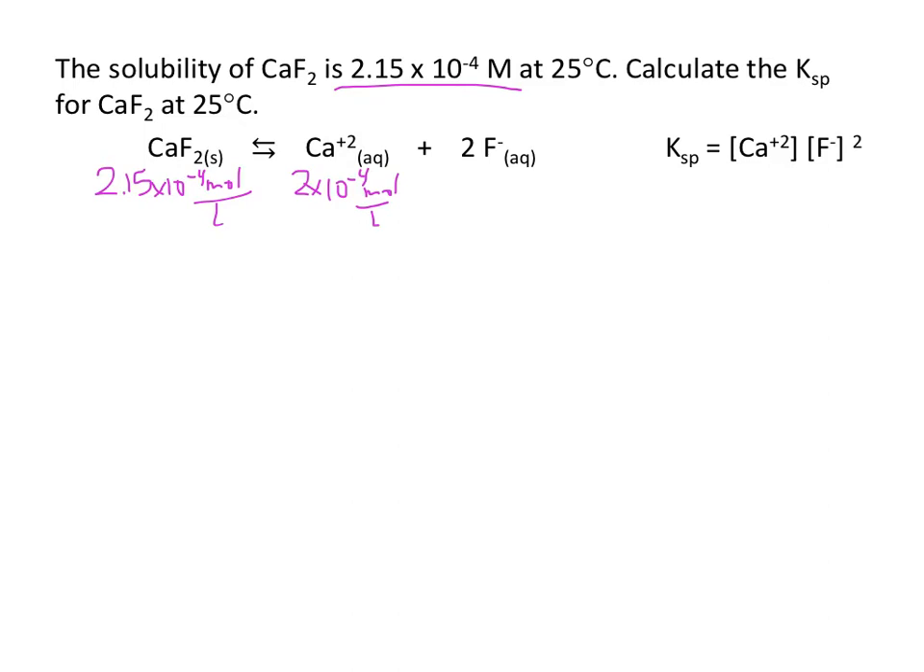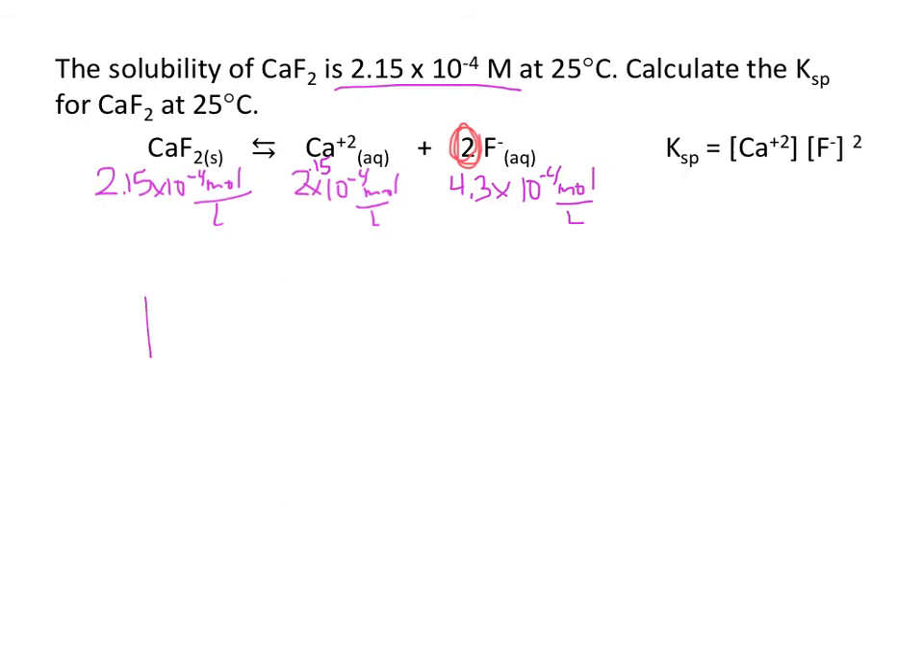But notice that there's a 2 here in front of the F, which means that for every one CaF2 that is dissolved, you'll get 2 F minuses. So you'll have twice as many F minuses as you have molecules of CaF2, which means that you're going to have 4.3 times 10 to the negative 4 moles of F minus for every liter of solution, 2.15 times 2. And I just see that I left off the 0.15 in the Ca plus 2, so make sure we add in that 0.15 in there.